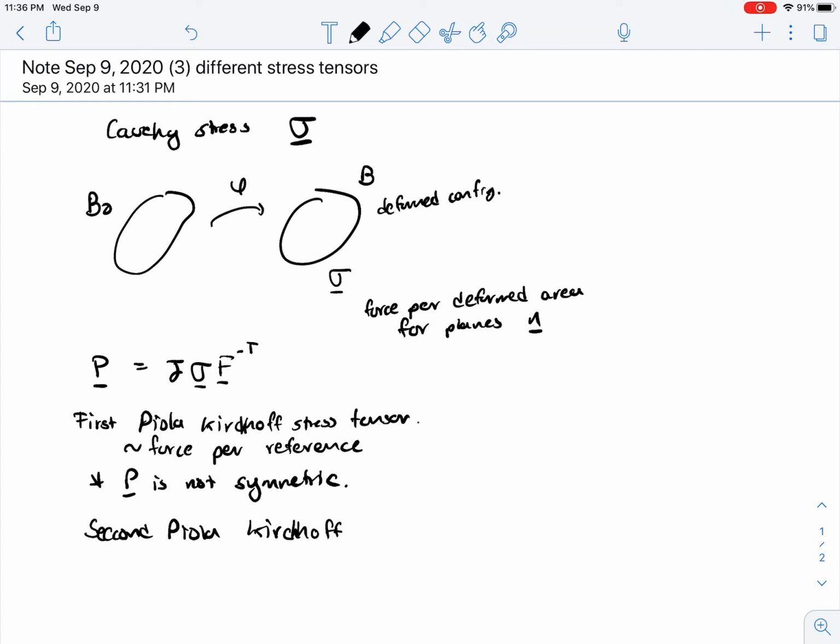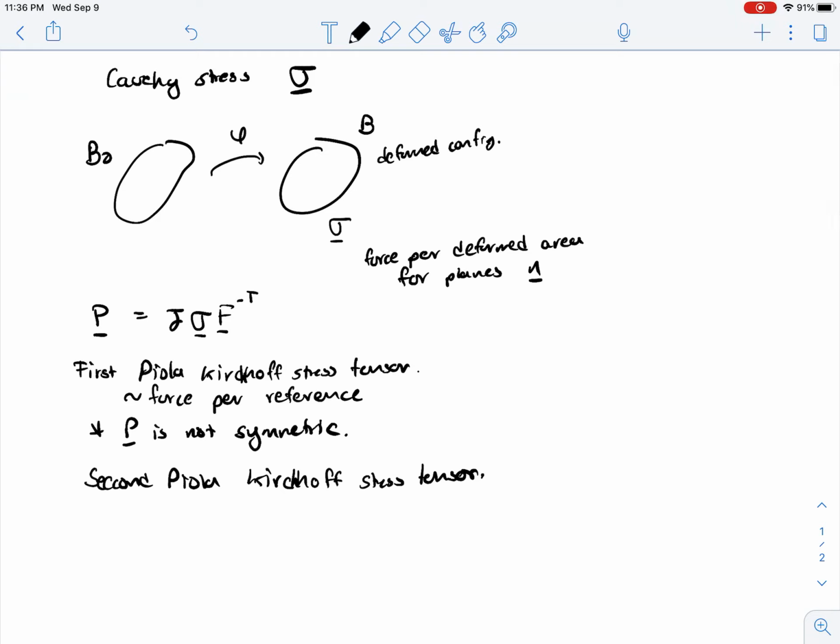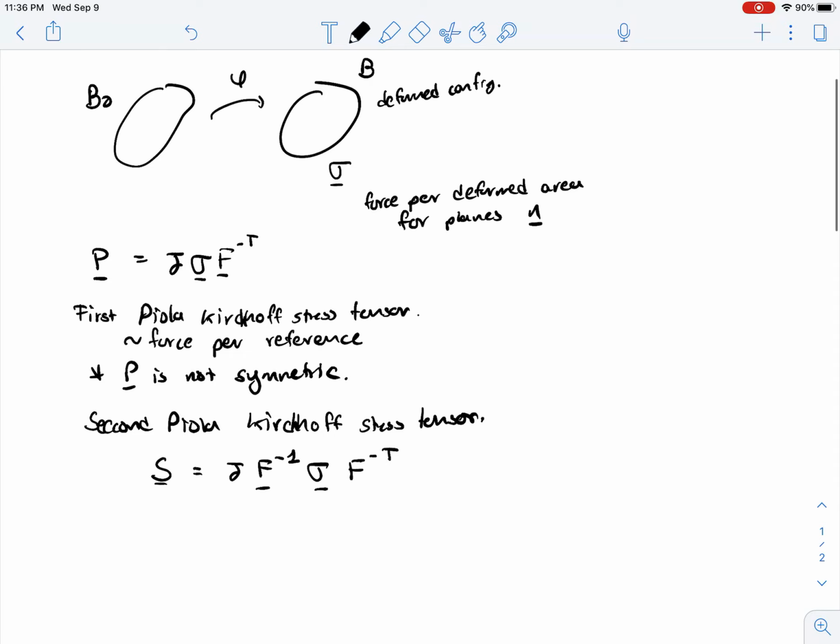And that one is related also to sigma, or you can relate it to P. It's just one extra F inverse. And this one doesn't really have a nice physical interpretation because this is kind of a reference force per reference area, but this term of reference force doesn't really make that much sense.